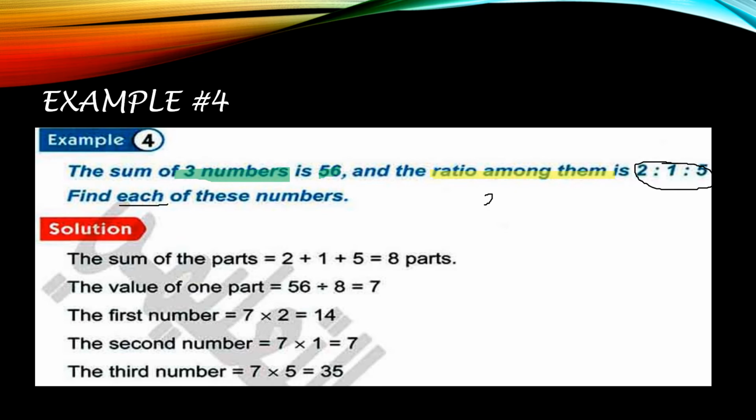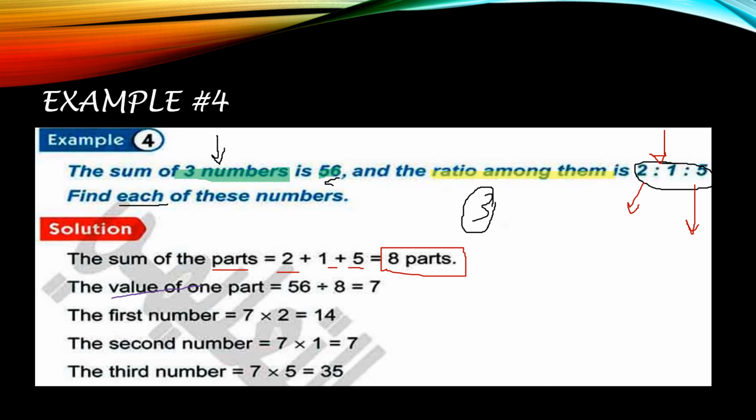So we need to find each one of these 3 numbers. We know that the sum of these 3 numbers is 56. So this means here that we can say that the sum of the parts is 2 plus 1 plus 5 equals 8, because one of the numbers has 2 parts, another has 1 part, and the other has 5 parts. This means that the sum of their parts is going to be 8 parts.